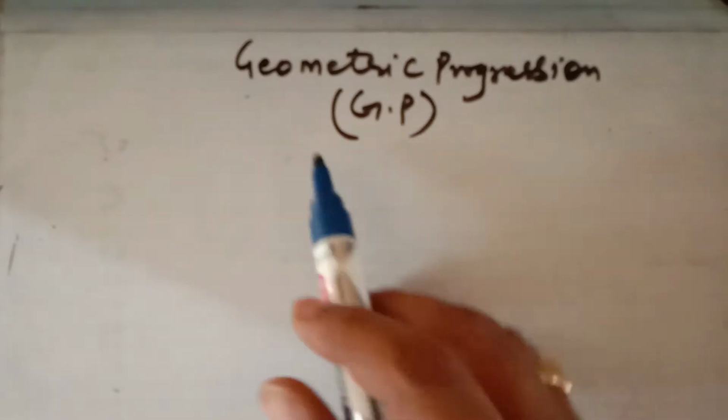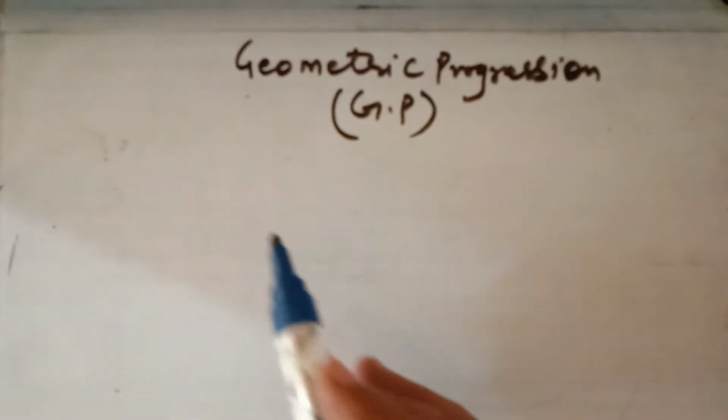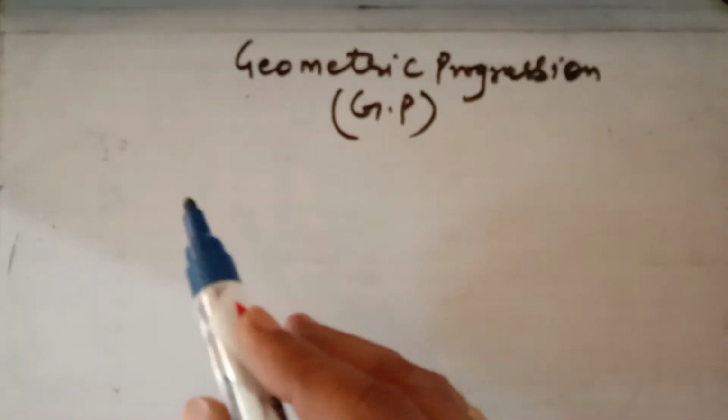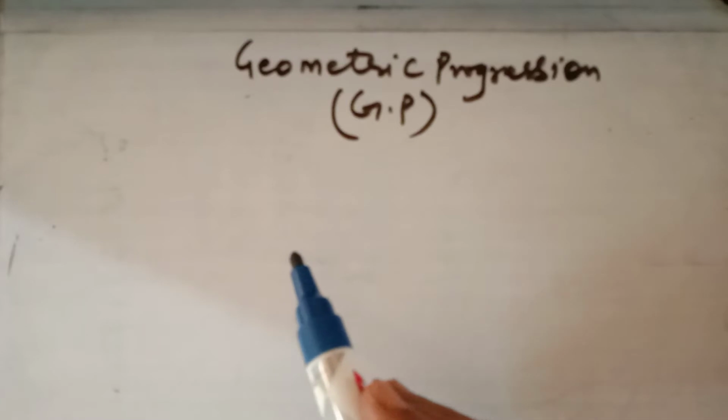Listen to it very carefully. A sequence of non-zero terms, the terms should be non-zero, is called a geometric progression if the ratio of any term to its preceding term is constant. That is, the ratio between a term and its preceding term is a constant.